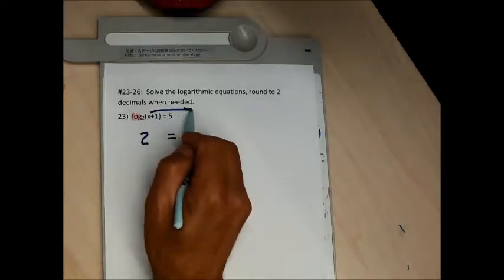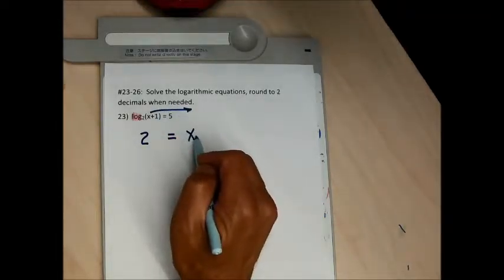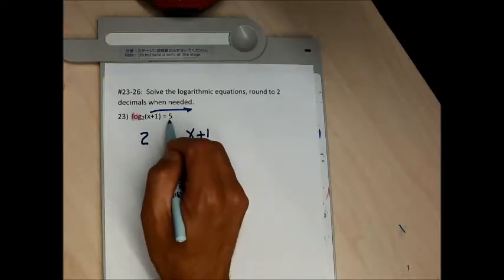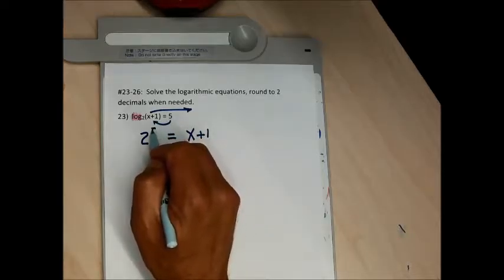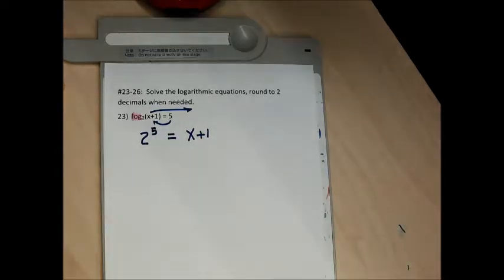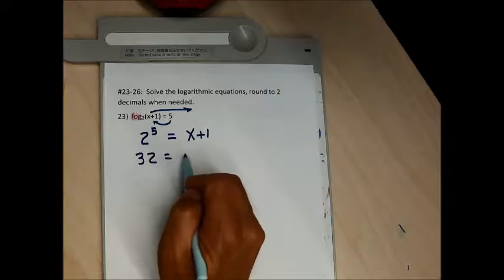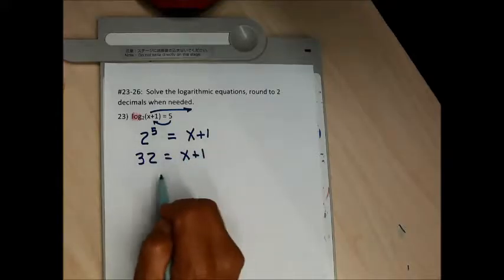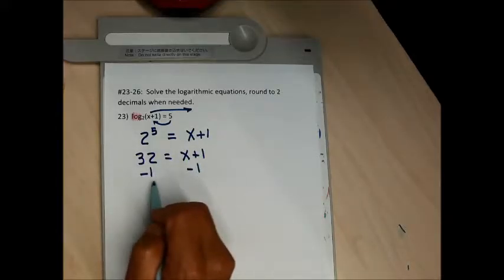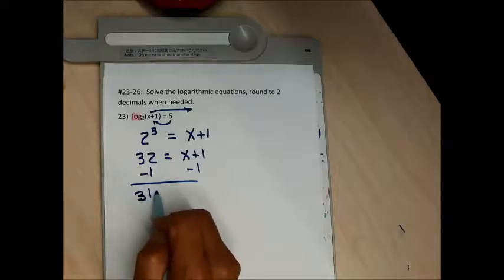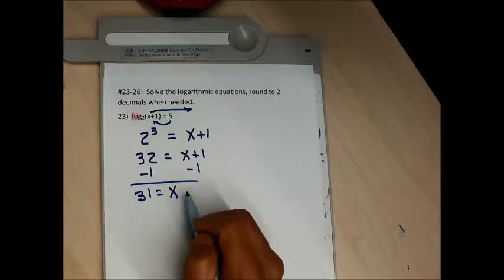The x plus 1's going to move to the other side of the equal sign and not need the parentheses anymore. The 5 is going to move to the left-hand side, and it becomes an exponent because I'm creating an exponential equation. This is going to give me 2 to the 5th equals x plus 1, which is really 32 equal to x plus 1. And I'll solve that by minusing 1 from both sides, and I get 31 equal to x for my answer.